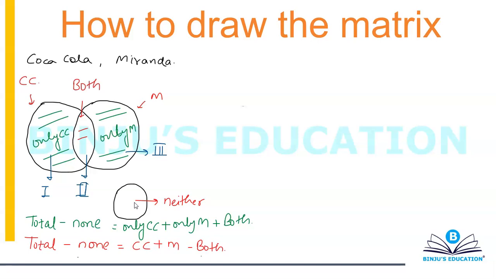Okay. Now the point is, this information regarding Coca-Cola and Mirinda, you have represented with the help of circles. You can also represent this information with the help of a matrix, and a matrix for two quantities is drawn as something like this.